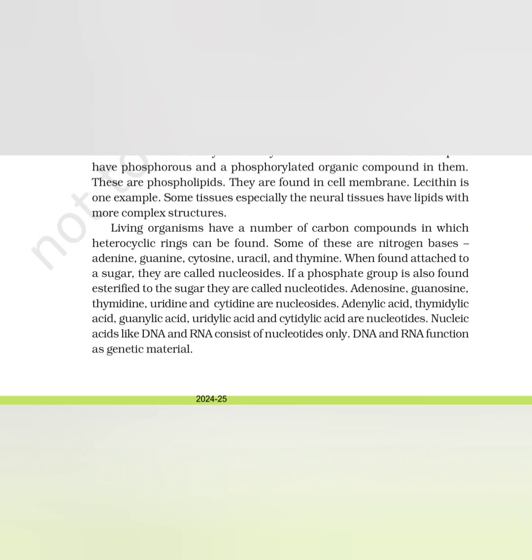Living organisms have a number of carbon compounds in which heterocyclic rings can be found. Some of these are nitrogen bases: adenine, guanine, cytosine, uracil and thymine. When found attached to a sugar, they are called nucleosides. If a phosphate group is also found esterified to the sugar, they are called nucleotides. Adenosine, guanosine, thymidine, uridine and cytidine are nucleosides. Adenylic acid, thymidylic acid, guanylic acid, uridylic acid and cytidylic acid are nucleotides.